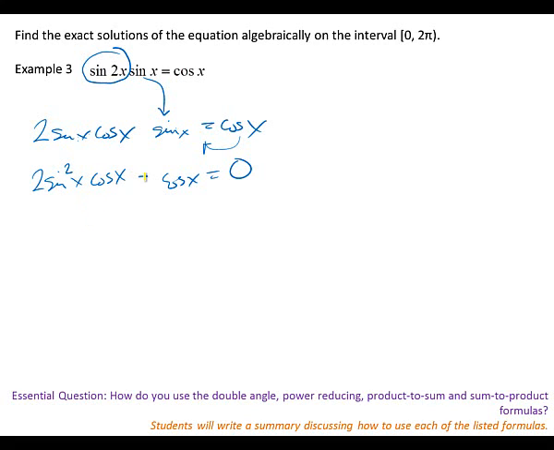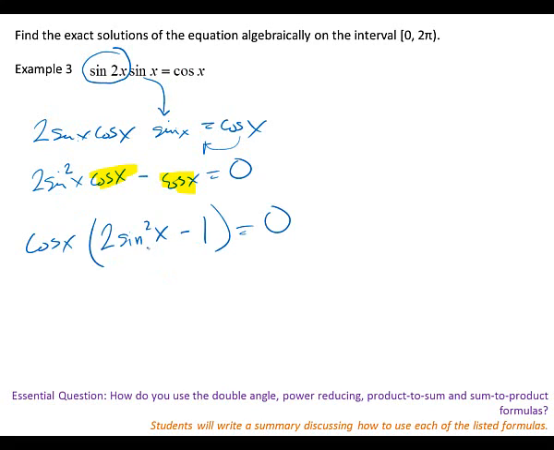All right. What is your greatest common factor here? What's in both of these terms? Cosine x. Good. All right, what can I pull? I'm going to pull that out then. So I'm going to pull out cosine x. And what's left behind? 2 sine squared x minus what? 1. All right.